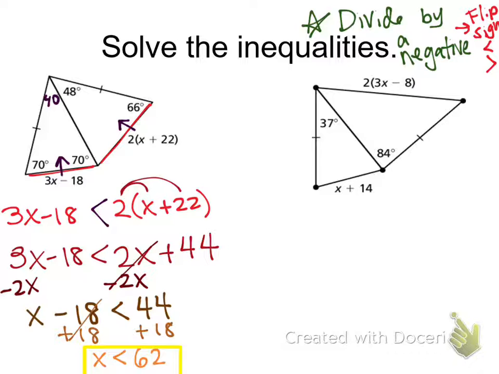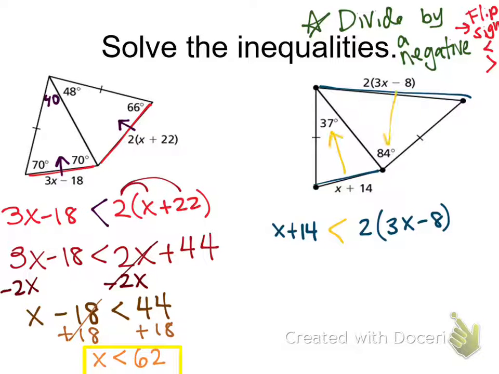Okay. The second, we have x plus 14. We're going to compare it to 2 times 3x minus 8. You could probably just look and compare them. What do we have, thoughts? Less than, greater than, or equal to? It is less than. It's across from 37, whereas the other is across from 84. So definitely less than.